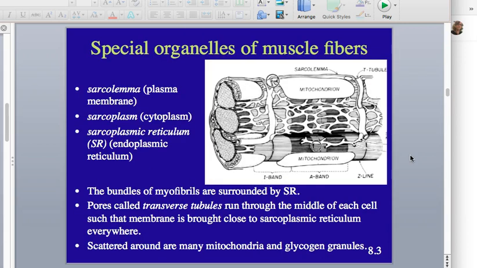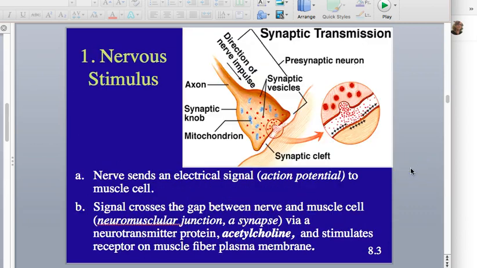So how do we make this contraction happen? We've talked about the parts of a muscle cell. We've talked about how we have to get that myosin to bind to that actin to make a contraction happen. We have energy around, we have food around, we have everything we need. So how do we make it actually happen?